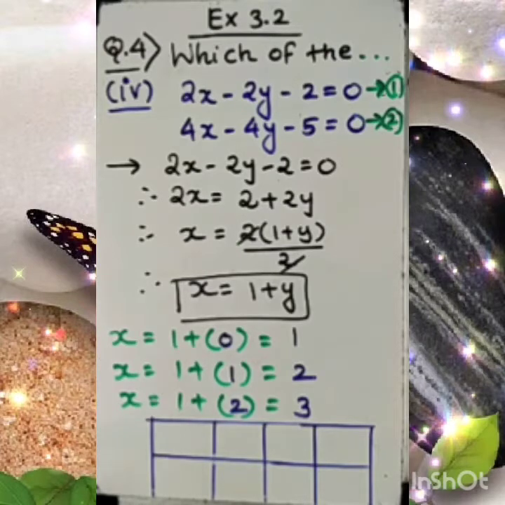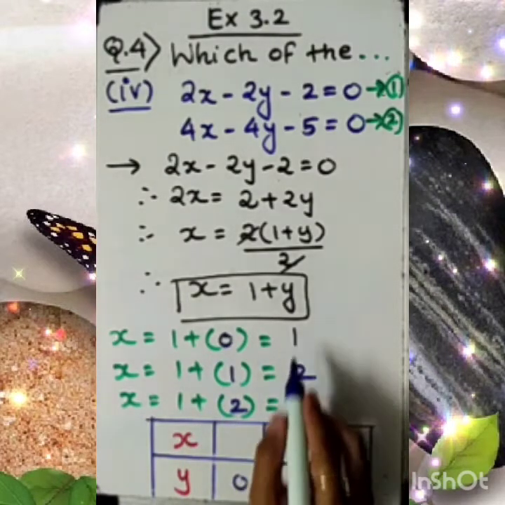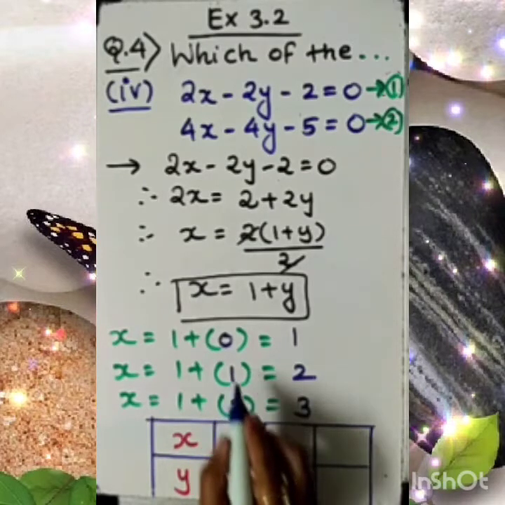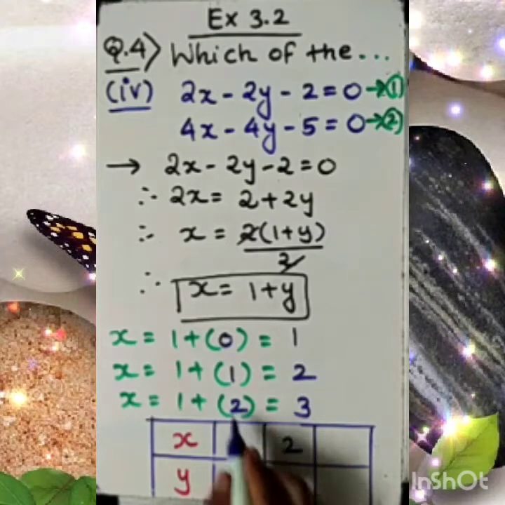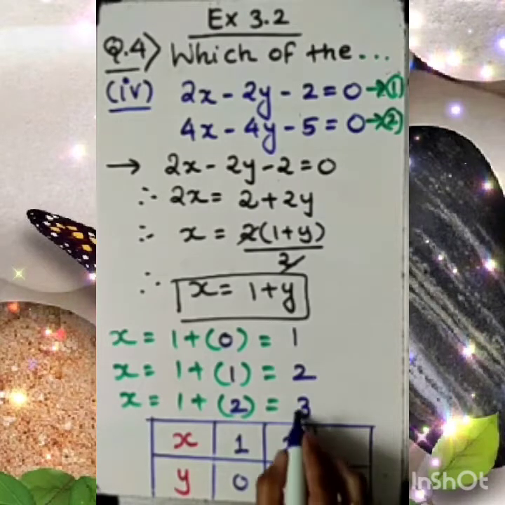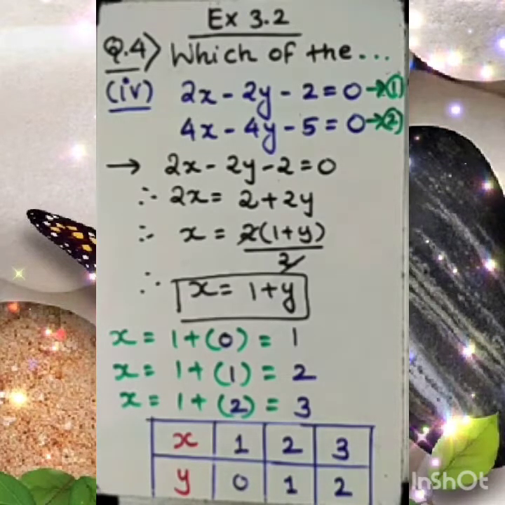Now as we know, here it is x and this is y. Now be careful about writing the points which we have to locate. As here for the y we are choosing 0, the value of x is 1. Here for y, 1 I have chosen, so the value of x, 2, I got. And for y equal to 2, I got the value x equal to 3. Okay, so this is the table.